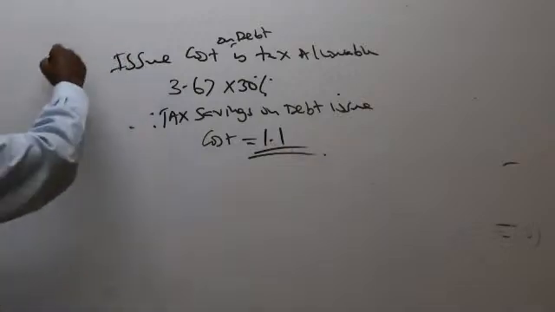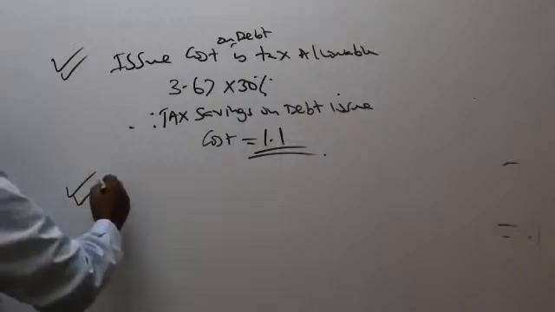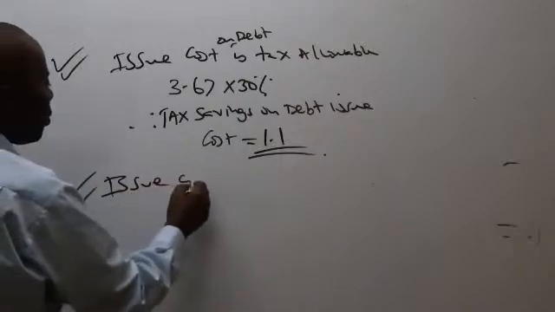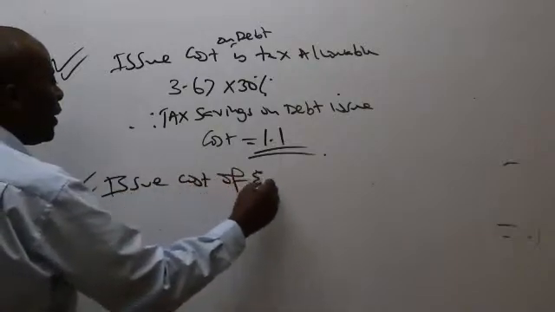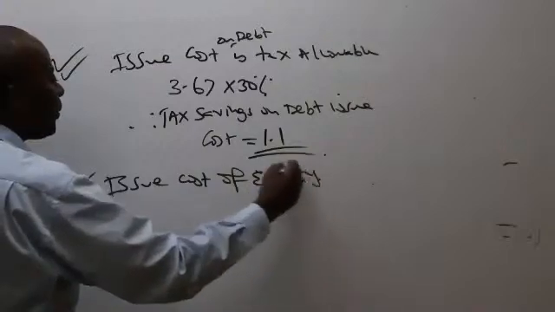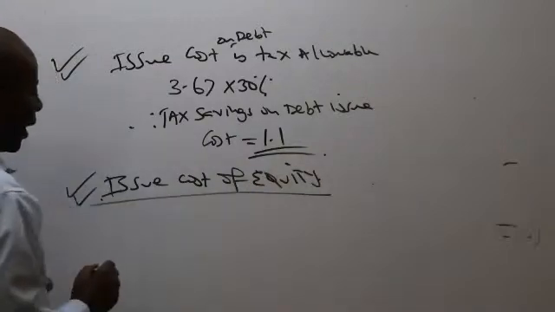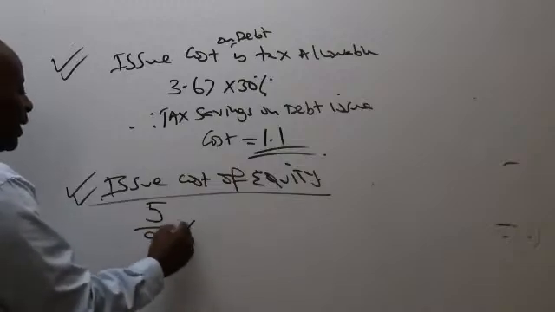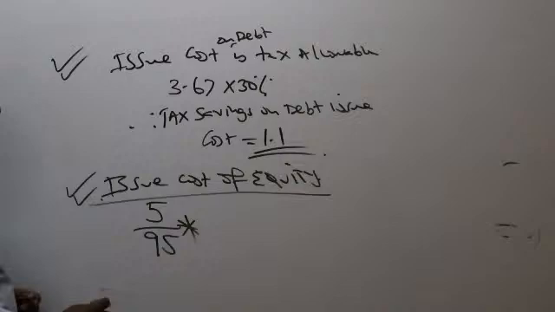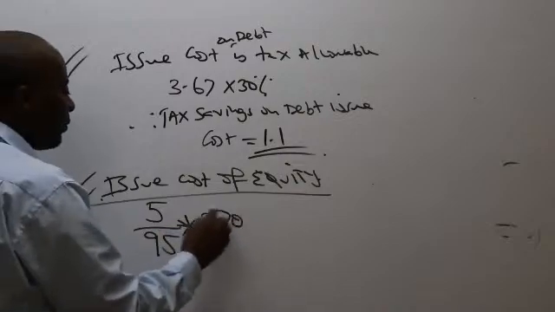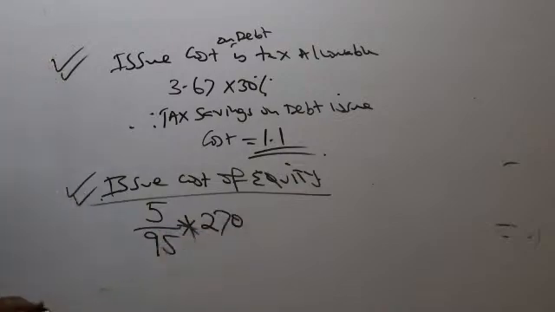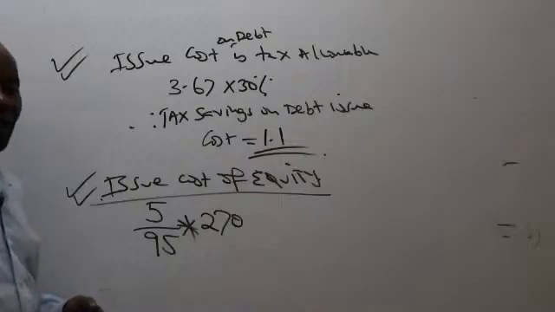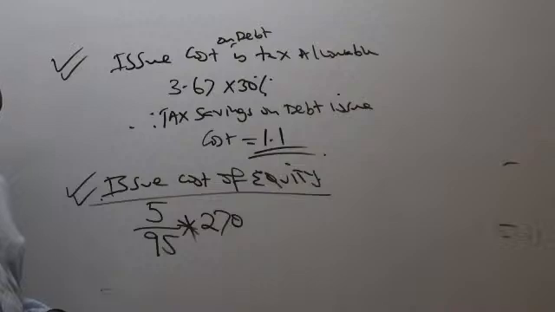Aya. Sasa tuende kwa issue cost ya equity. Issue cost of equity. And I would want us to borrow Motier's method. 9 over 95 times 270. Let's borrow Peter Motier's method.